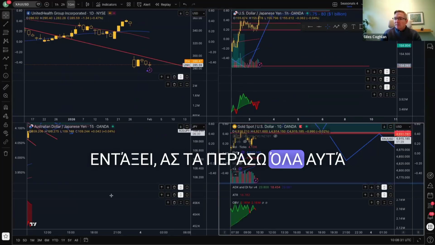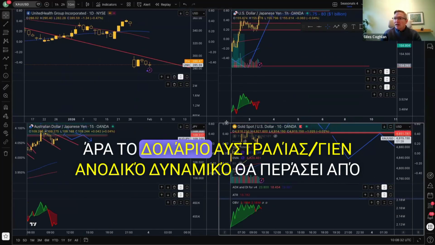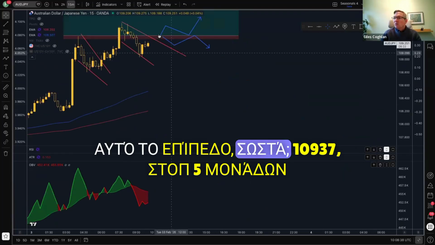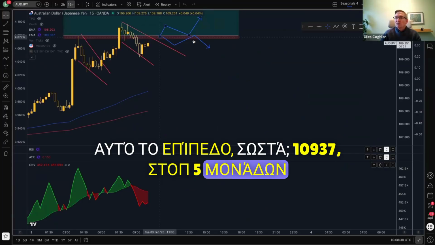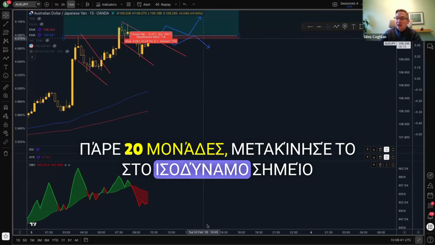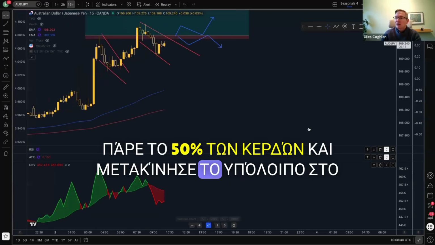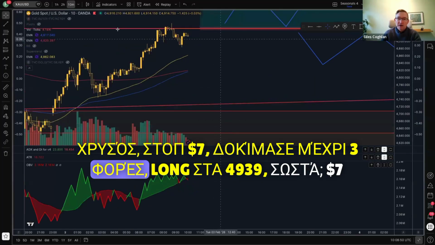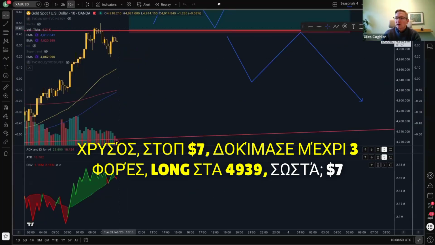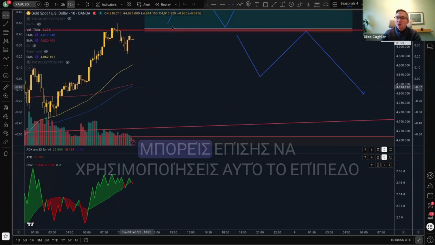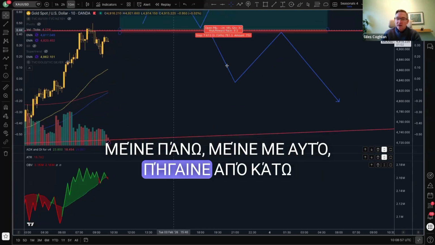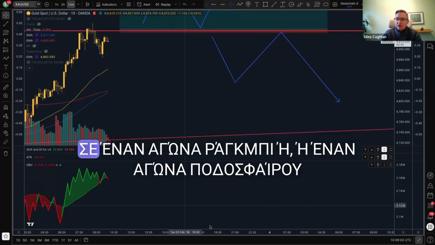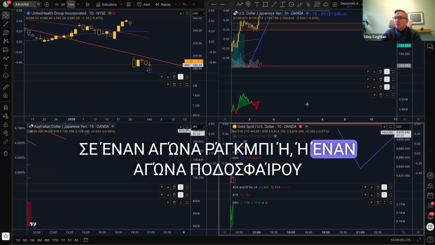Okay, so let me just run through these. Aussie yen upside potential will be going out through this level. 10937, 5 point stop. Get 20 points, move it to break even. Take 50% off, move it to break even. Gold, $7 stop, try up to 3 times, 4939 long. $7, try up to 3 times. You could also use this level, stay above, stay with it, go underneath. So it's a kind of halfway point, if you like, in a rugby match or a football match.